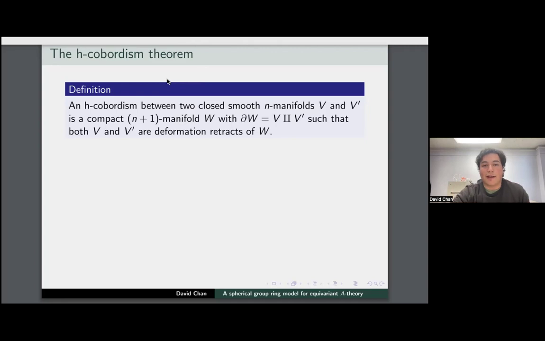Is that Henry Whitehead? I don't know, Doug. I shouldn't say, I'm not sure.